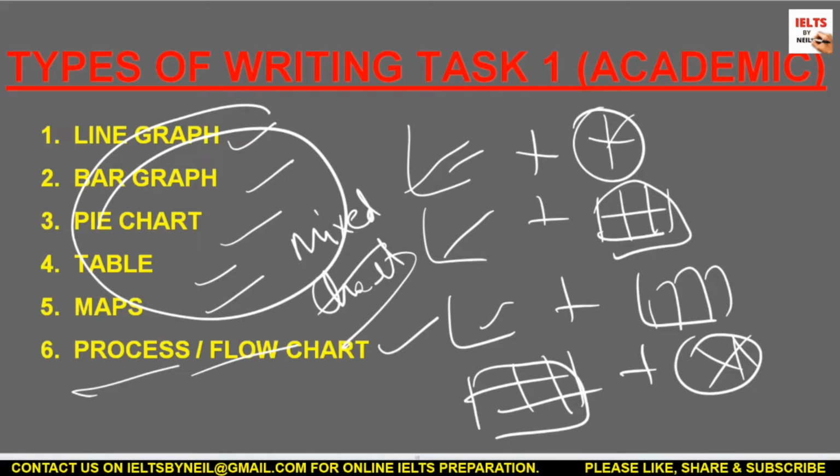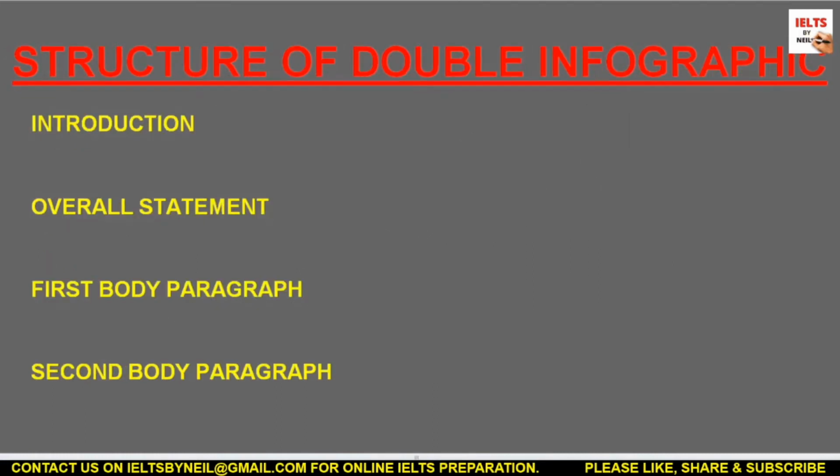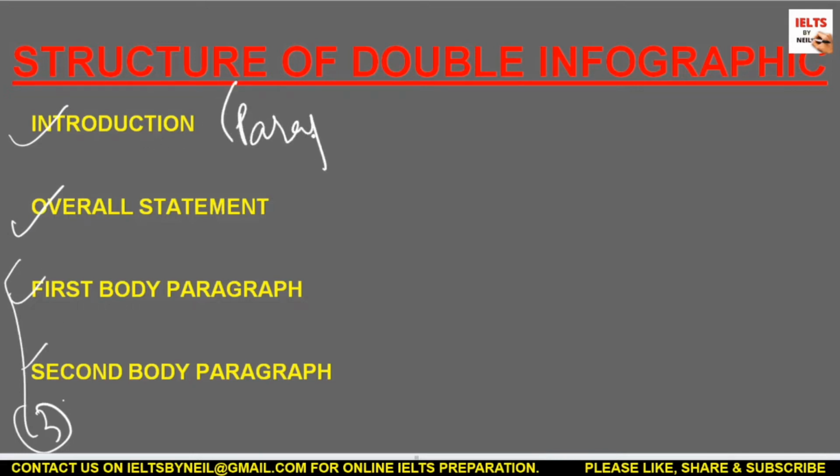So again, let's start with the structure first. As you know, the structure for all the IELTS writing task 1 will always be the same. As I have always told you in the previous videos, the structure will always be the same. It will be introduction, overall, and first or second or even third body paragraph if you want to make it. If the data is too much, you can decide. So again, in the introduction, you will just paraphrase the question.